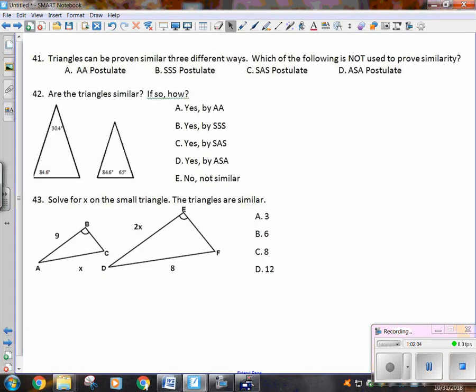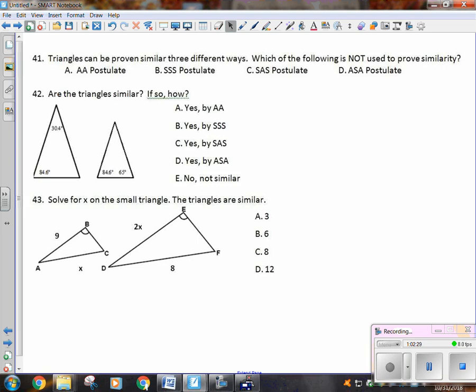Triangles can be proven similar 3 ways. Which of the following is not used? AA, that's angle, angle. So if you have 2 angles, well, technically you should know 3, because if you know 2 angles, you can subtract from 180 and find the third. Side, side, side. Now that does not mean sides are equal. It means sides are in proportion. So if I make one side 2 times bigger and then I make all the sides 2 times bigger, then their 3 sides are proportional to 3 other sides.